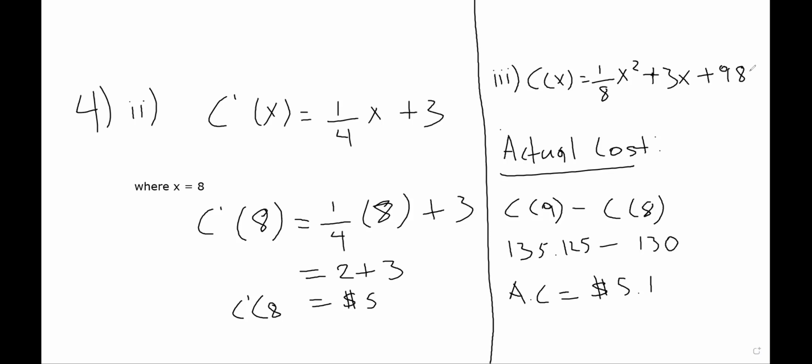All right, that looks a bit better. The actual cost is equal to $5.13, right? And that is our actual cost of producing the 9th unit. Right? We have our actual cost here. Let's put the marginal cost here.